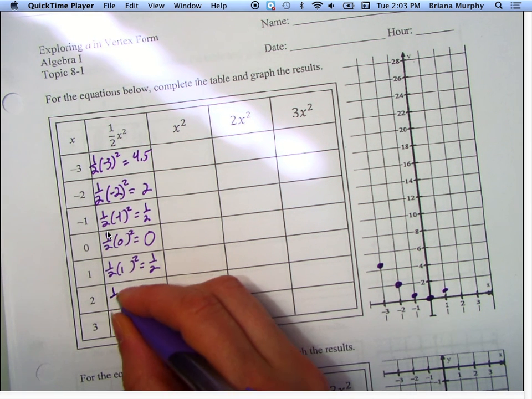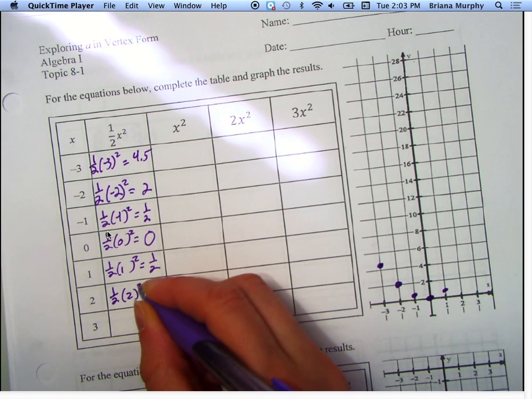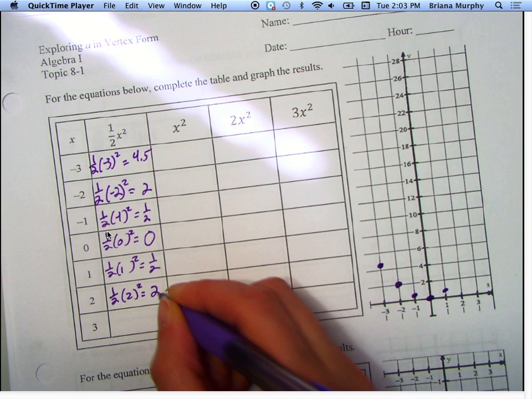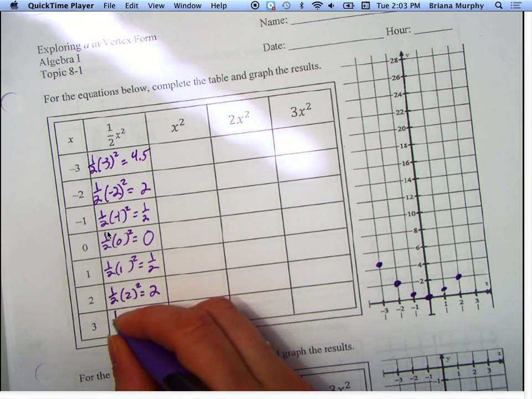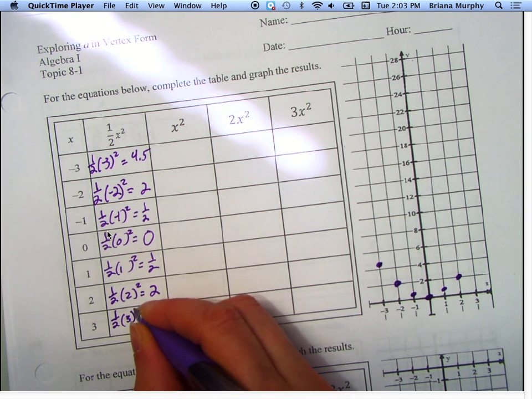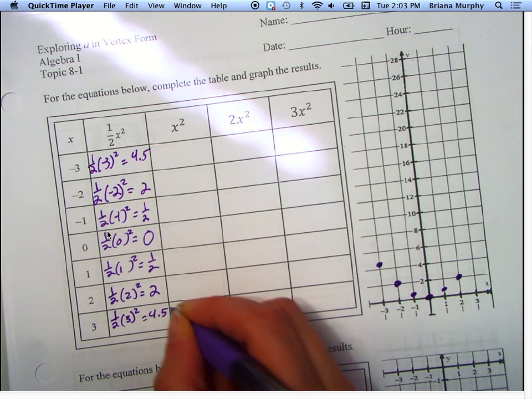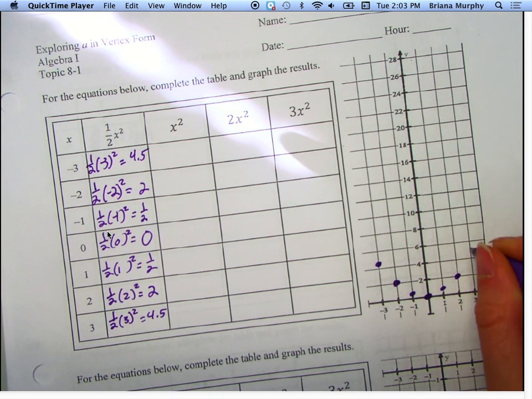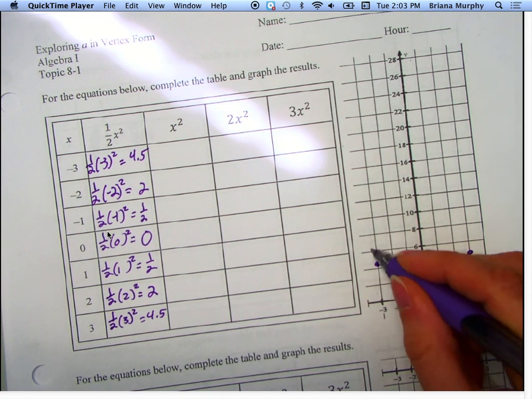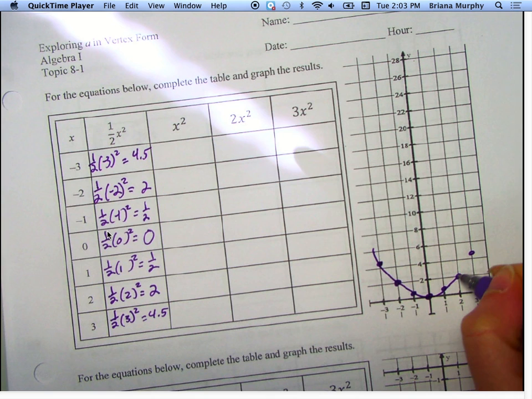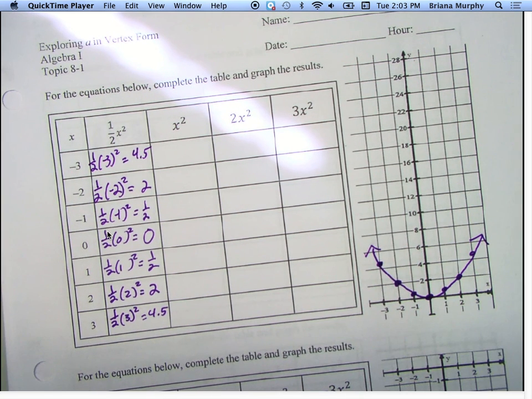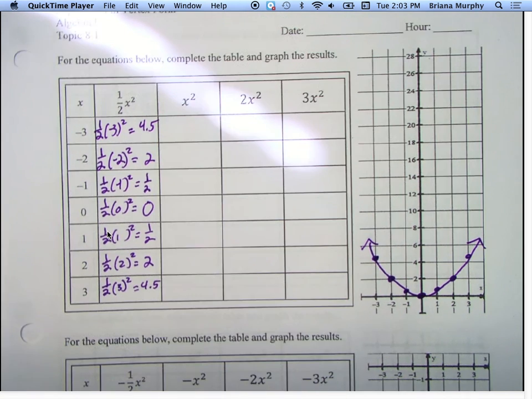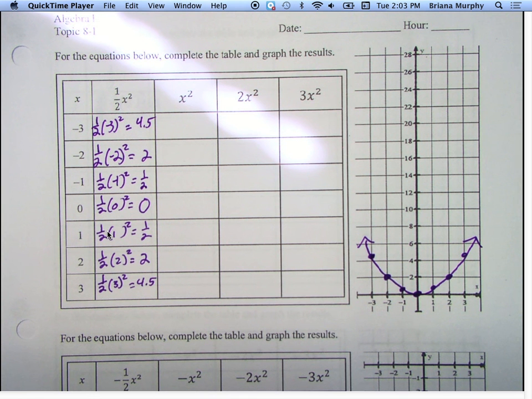Now if I go 1 half times 2 squared, I'm going to get 2. And now I'm going to go 1 half times 3 squared, and I'm going to get 4 1/2, right? See how it makes this pretty shape right here? We call that a parabola. That's my graph. Then you go over in the box and you put in -3.